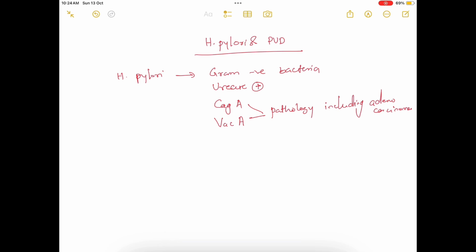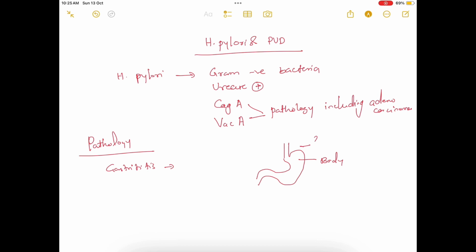Now let's come to the disease, what it causes. Let's do the pathology of H. pylori. So it causes first gastritis. So let's talk about the gastritis. So we know this is the stomach. I'm sorry for a bad diagram. So we know this is the body, this is the fundus, and this is the antrum, and this is the pylorus. These are the parts of the stomach.